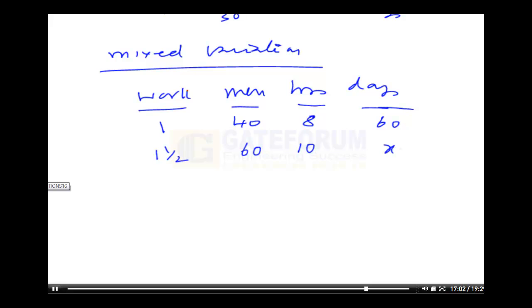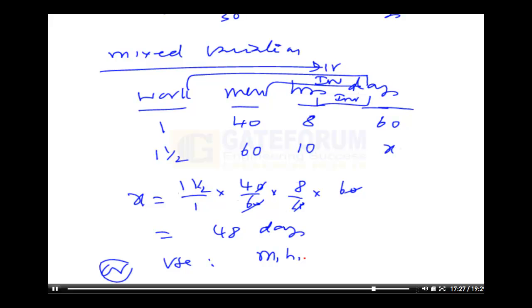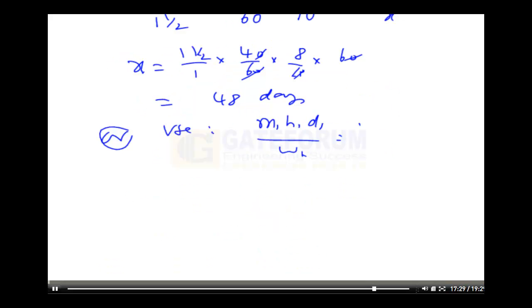So work and time, how do they vary? Directly. Men and time, always inverse. Hours and time, always inverse. We know if it is direct, number below goes up. If it is inverse, write the numbers as it is. You will get the answer instantly. So it is 6 into 8, you get 48 days. Or, I recommend you to use this. M1, H1, D1 by W1 is M2, H2, D2 by W2. That also will give you the same answer.